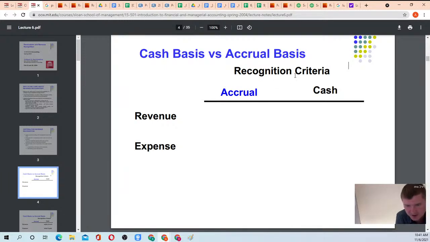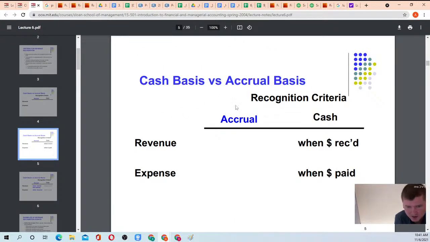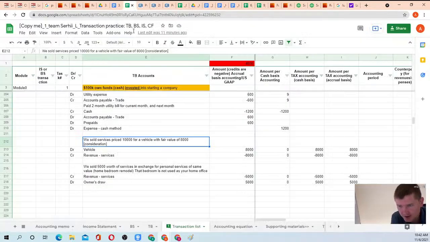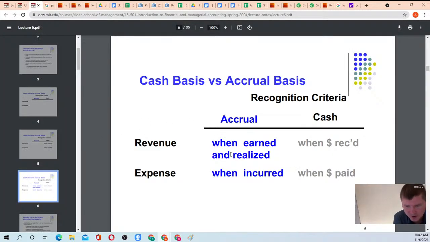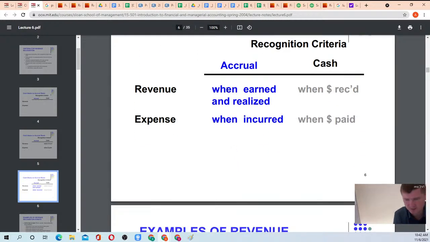Let's see, recognition criteria, accrual and cash. That's what we discussed in the previous lectures. So basically, under cash basis, we recognize revenue when cash is received, and we recognize expense when cash is paid. Here in my homework file, I have that column for cash accounting. Under accrual, we recognize revenue when earned and realized, and we recognize expense when incurred. Again, we discussed a bit about that.